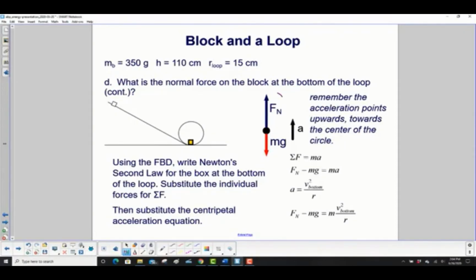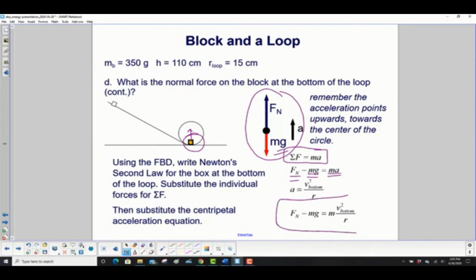So here's our free body diagram right over here. At the bottom, you've got gravity pulling you down. The normal force is pointing up, opposite gravity, and the acceleration is in the up direction because the acceleration always points towards the center of the circle. So if you're at the bottom of the circle, the acceleration points up. Newton, sum of the forces is ma. We have a positive sign for normal because it's up, negative for mg because it's down, and positive for ma because it's up. And since we're in circular motion, the acceleration is v squared over r, where v is the velocity at the bottom of the loop. So we have normal minus mg is m v squared bottom over r.